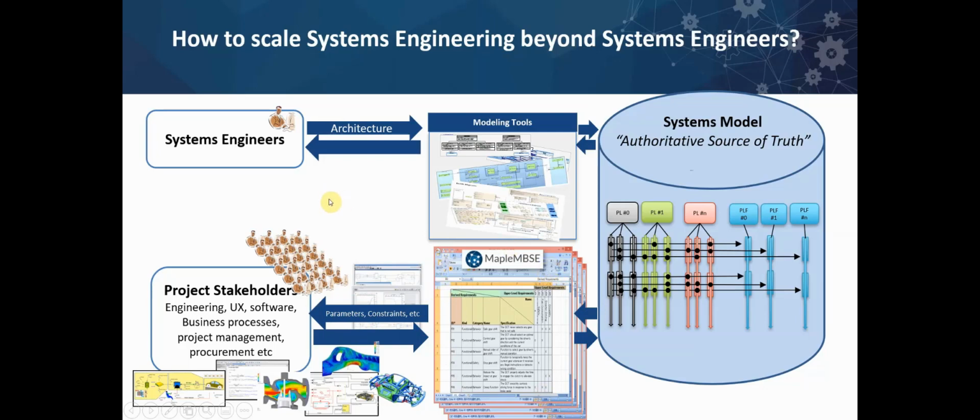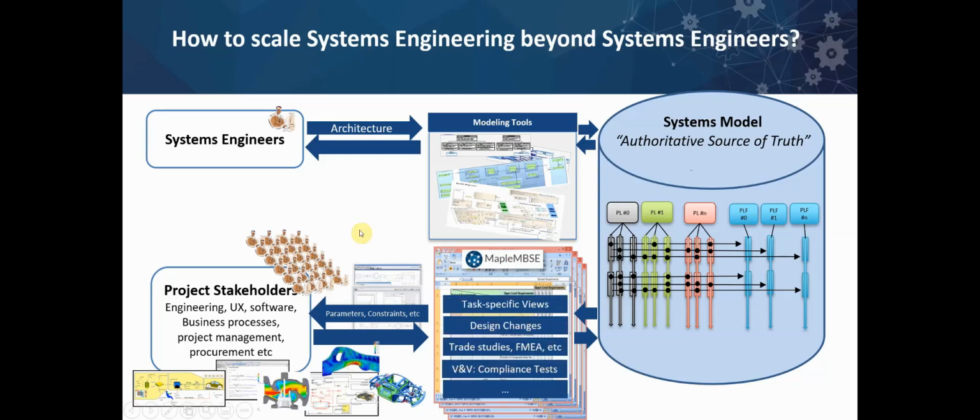Through that Excel sheet, in fact, the project stakeholder may perform plenty of different tasks. It can be task-specific views, design changes, trade studies, FMEA, and it can deal as well with V and V compliant tests, all the task-specific work that belongs to the stakeholder that you can imagine for a given project.